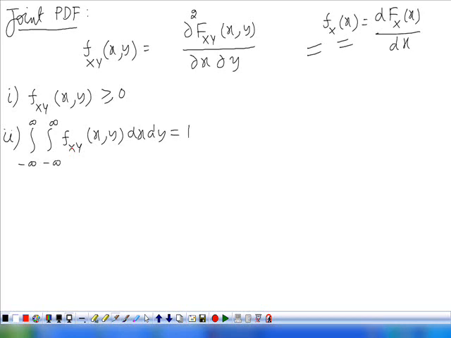How can you prove this? The last property that we derived is the key to prove this particular property. You do it. Okay? You try to prove this. Here the derivative of the joint CDF is the joint PDF.